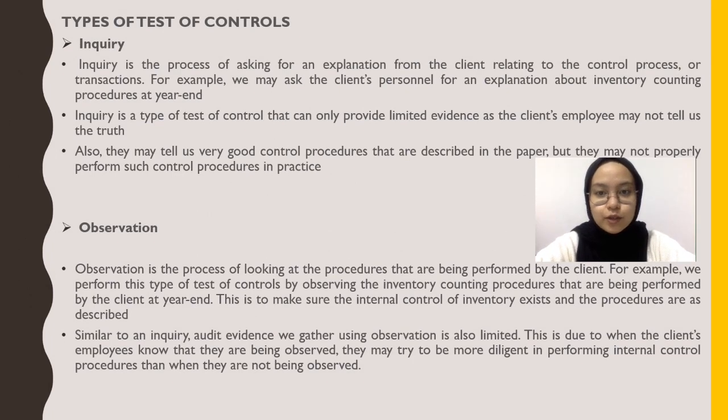Okay, so there are four types of tests of control. The first one is inquiry. Inquiry is the process of asking for an explanation from the client relating to the control process or transactions. For example, we may ask the client's personnel for an explanation about inventory counting procedures at year-end.